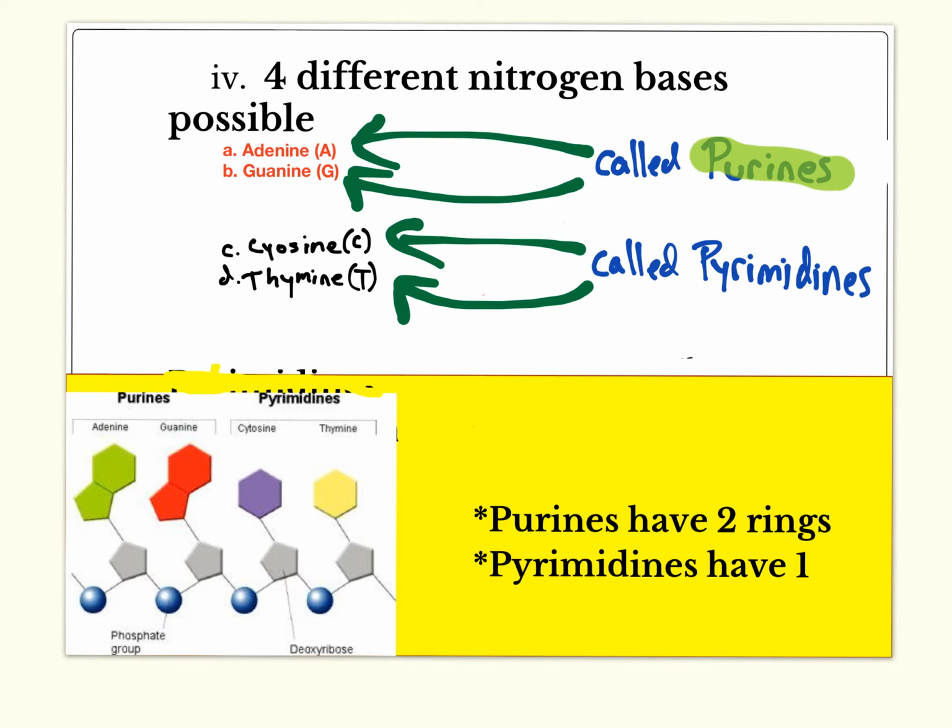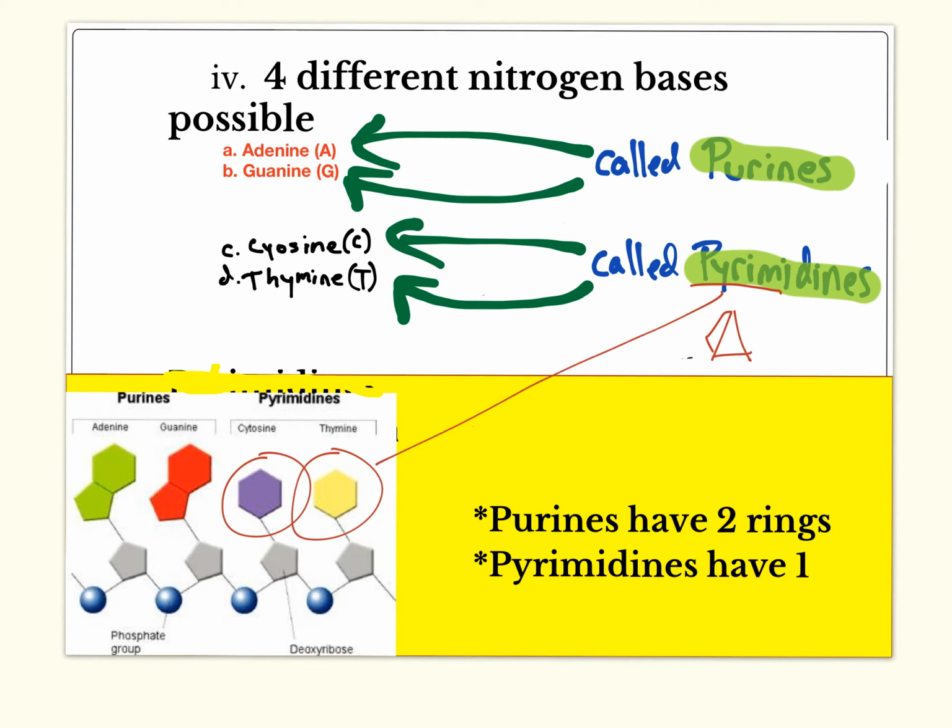And pyrimidines have one. One of the mnemonic devices to think about this is that pyrimidine sounds similar to pyramid, and a pyramid is a single geometric shape. So if you can equate pyramid and one geometric shape with the single-ringed nitrogenous base, either cytosine or thymine, that's a good way to remember it.